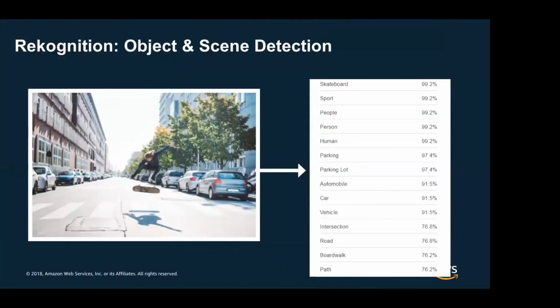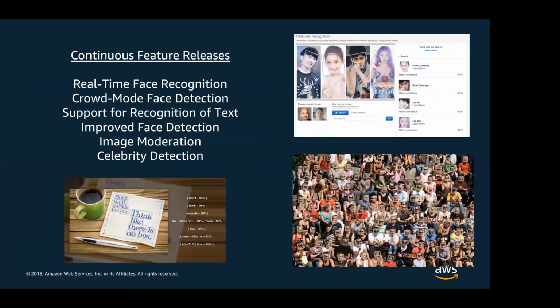Another use case for Rekognition is that you have a picture and you can detect objects and do some scene detection. You will get labels. In this particular case, we can see skateboard, sport, people, parking, human, but they're using labels that are already trained in the model. Another case is comparing faces or detecting text in pictures. There are many use cases where we can use computer vision for end customers or for your business.